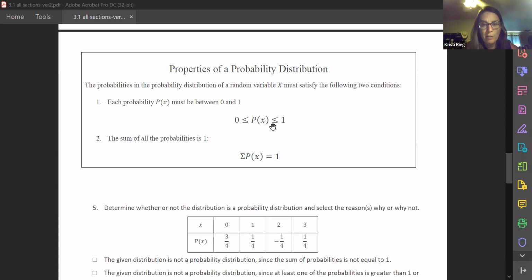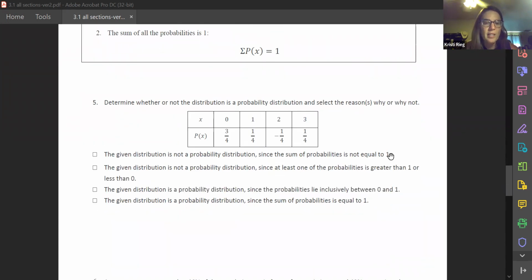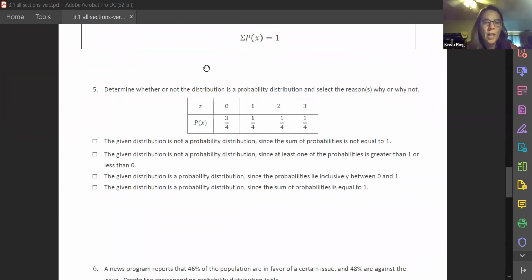Okay, number 5, we're going to use those two rules on number 5. It says determine whether or not we have a probability distribution. I'm going to do a star. Okay, determine whether or not the distribution is a probability distribution. So does it follow those two rules? Select the reasons why or why not.